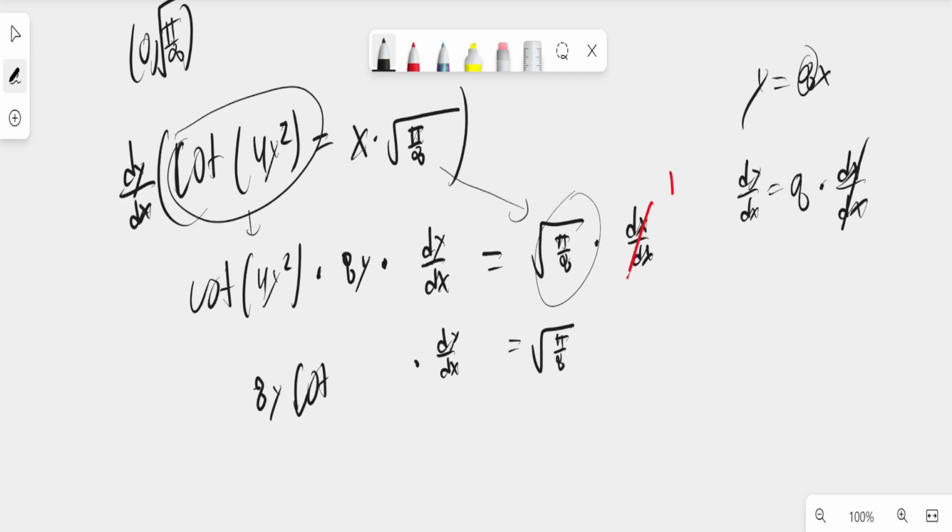Okay. And then shouldn't it be negative cosecant squared 4y squared? Yeah, it should be. Let me do that. Negative cosecant squared. Okay, there it is.